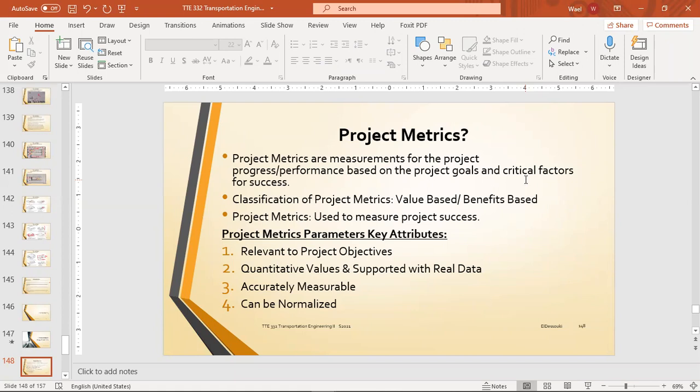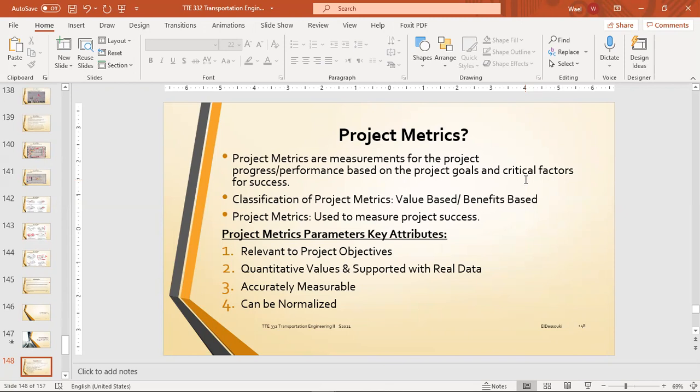That's one. Okay, so what are the key parameters in project metrics? يعني العناصر الأساسية اللي بتدخل في تكوين مقاييس المشاريع. صفاتها إيه؟ What are the attributes of these key parameters?